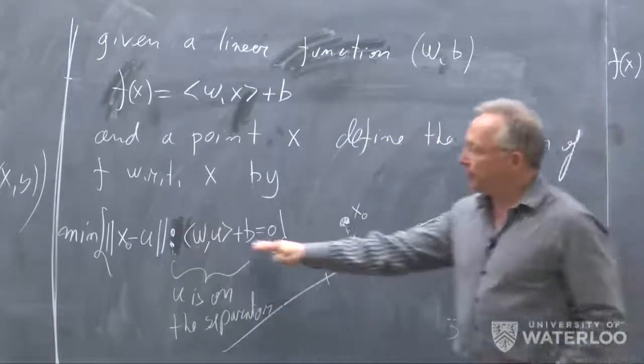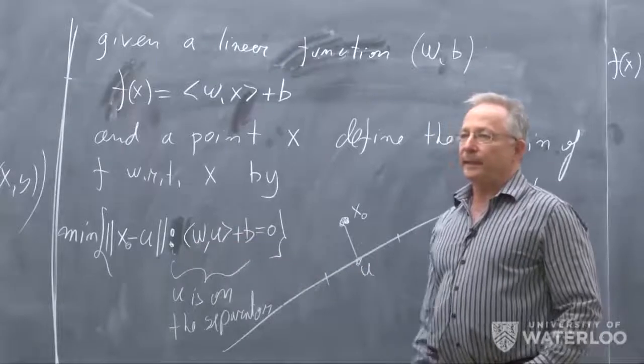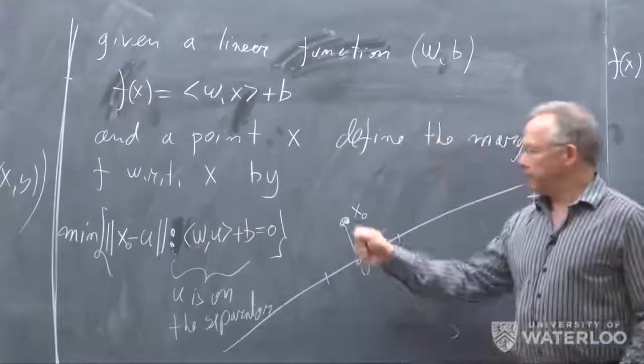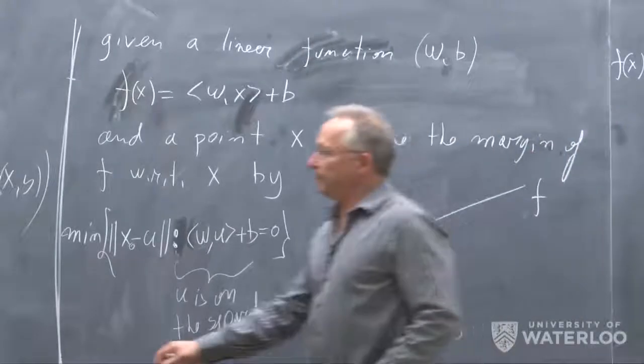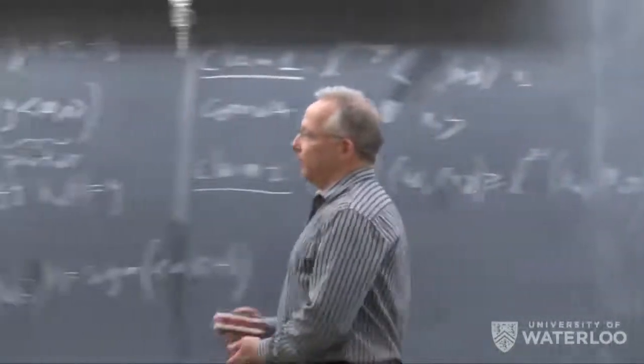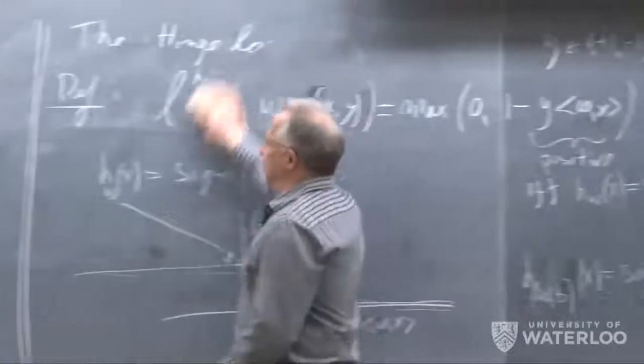So this is my definition of the margin. It's the distance between the point and the closest point on the line. And now I make a claim that connects it to what we are measuring here in the hinge loss.